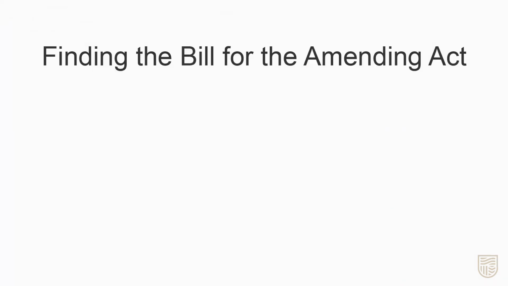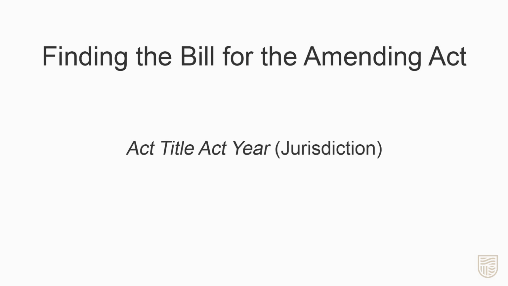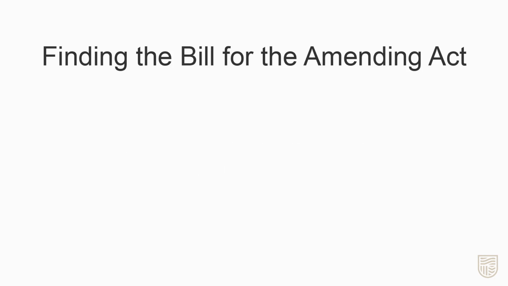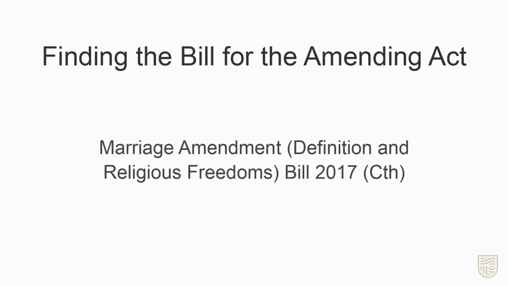To do this, we're going to locate the bill for this amending Act. The title of the bill is usually the title of the Act with the word swapped for bill. The year may be a little different depending on when it was introduced to Parliament. In our case, it is the same. The Marriage Amendment, Definition and Religious Freedoms Bill 2017.